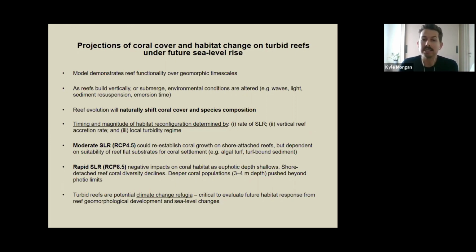However, understanding these dynamics on turbid reefs is important because, as I said, these are potential climate change refugia. They show tolerance to coral bleaching and thermal stress. And so it's critical to evaluate how the future habitats are going to respond to these natural shifts in reef geomorphological development, which are occurring, but also to sea level rise.